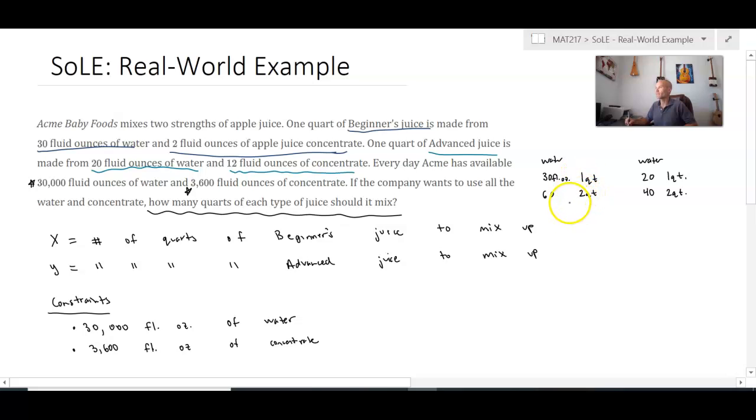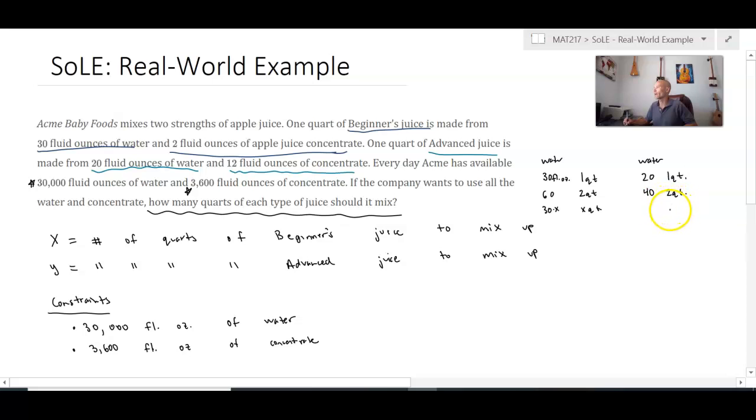In fact, we could say that if we have X quarts of beginner's juice, then we're going to need 30 times X ounces of water, since for every 1 quart we require 30 fluid ounces of water for beginner's juice.